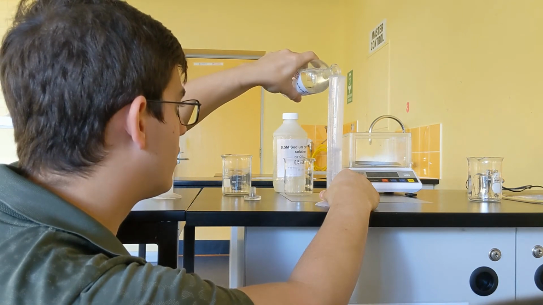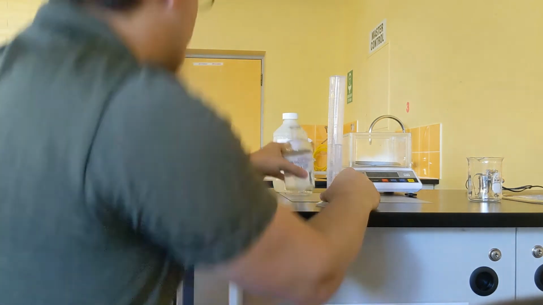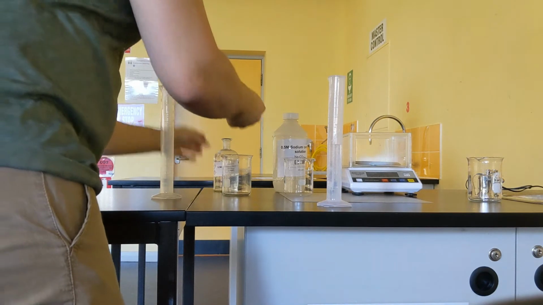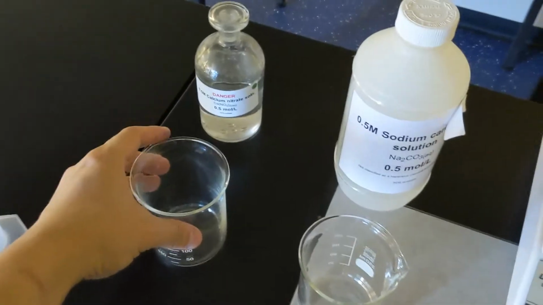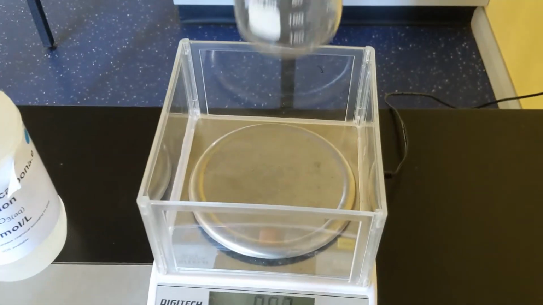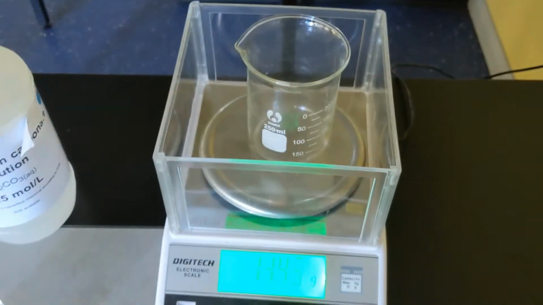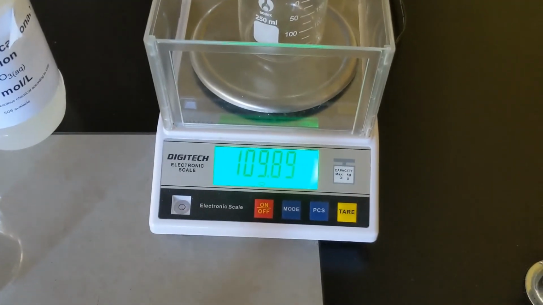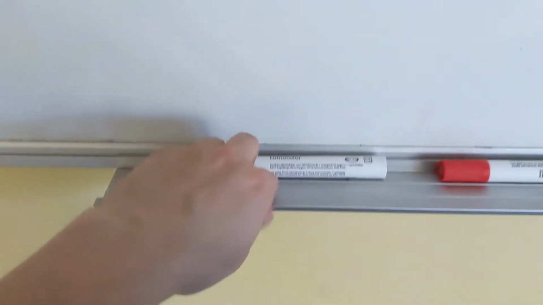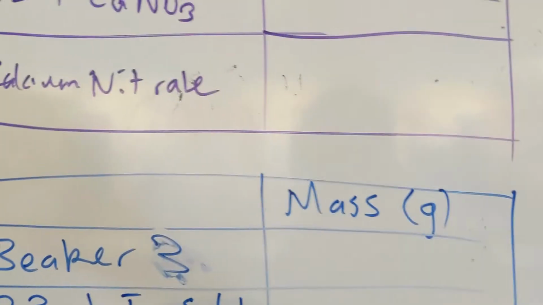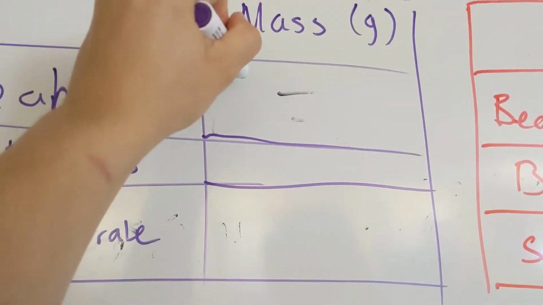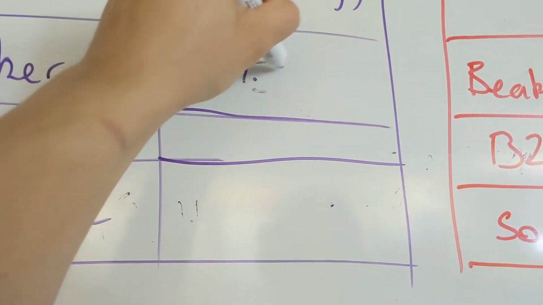Notice as well that I'm keeping my eye level even with the graduation that I'm looking at on the measuring cylinder. That's to reduce parallax error for the meniscus. Now what I'm going to do before I put the liquid in is take the mass of the beaker first. So that's 109.89 grams there. I constructed some tables up on the board, which I'll be filling in as we go. So the mass of beaker 1, I'm going to write that down now.